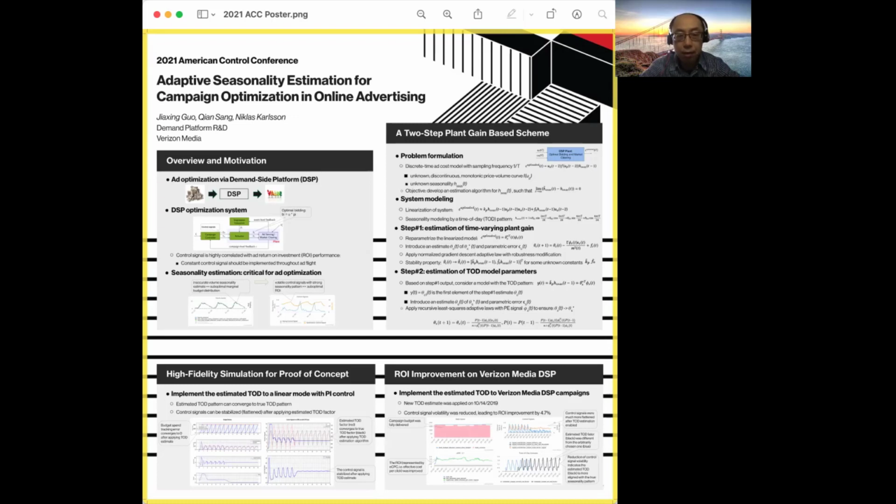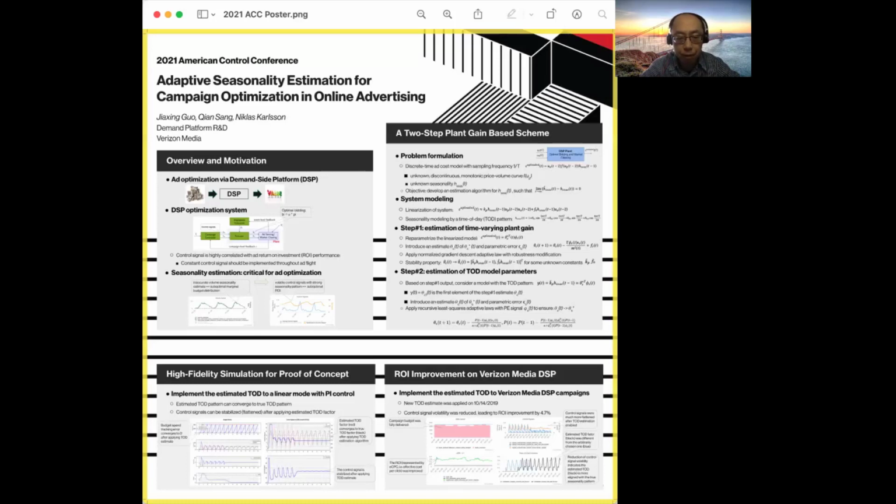This seasonality, if not compensated appropriately in the feedback control design, would result in suboptimal campaign performance. For example, advertisers may end up paying an unnecessarily high cost for impressions during a time when the competition is intense for limited available impressions.